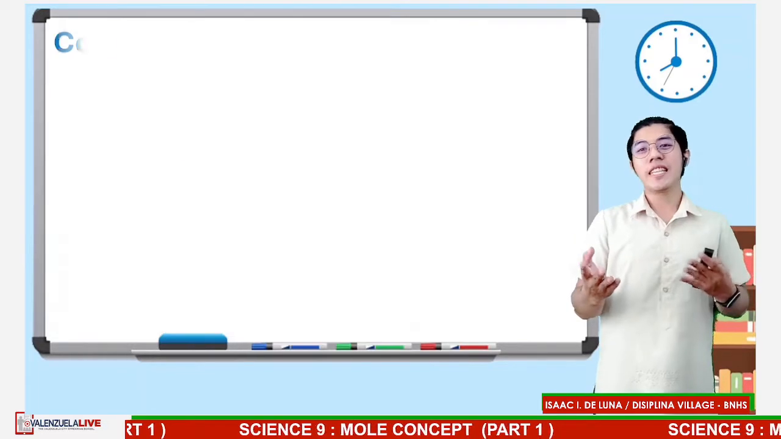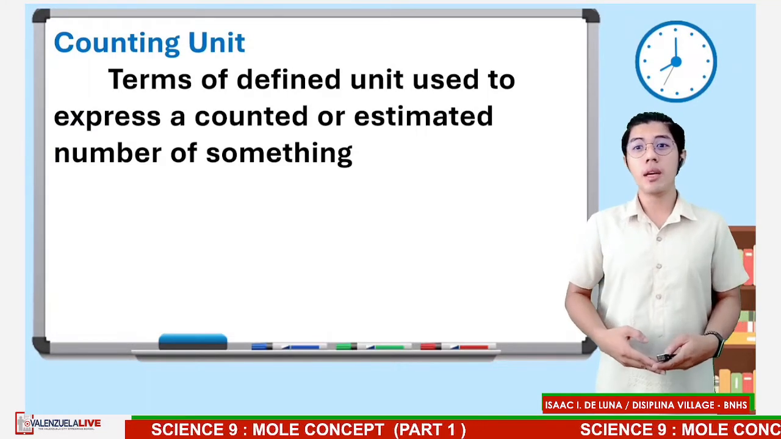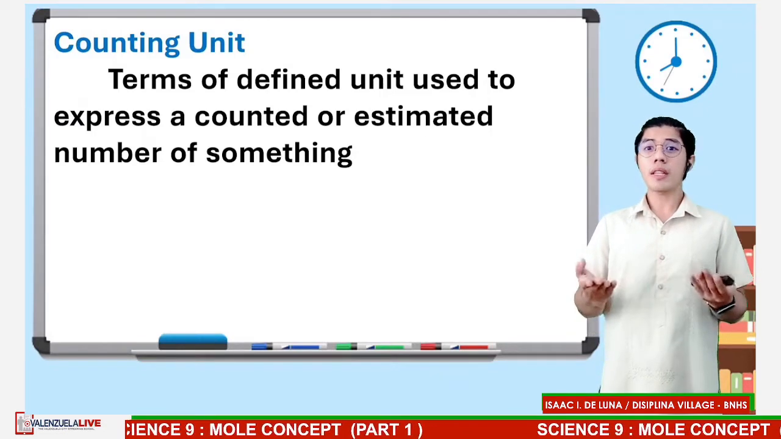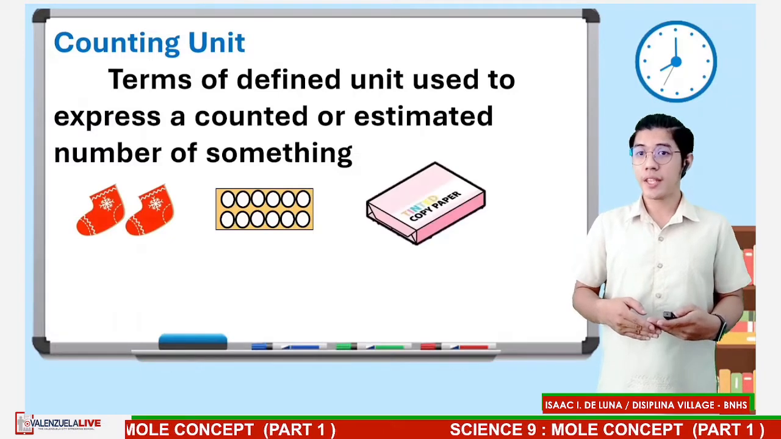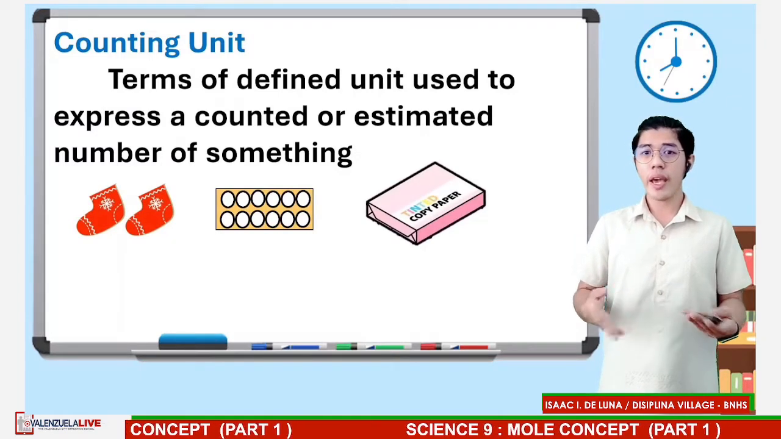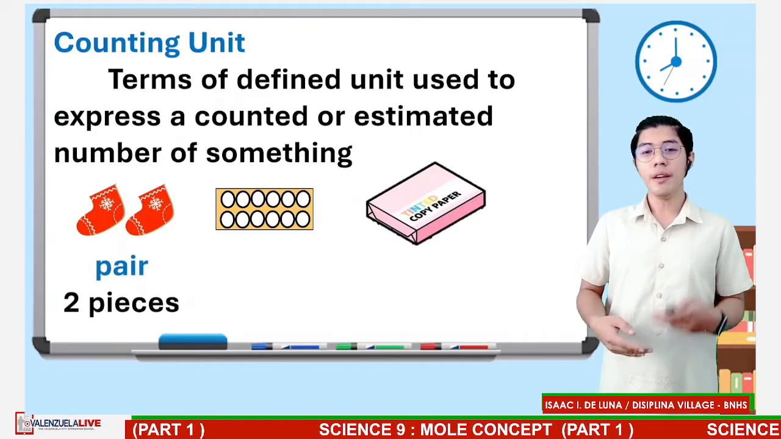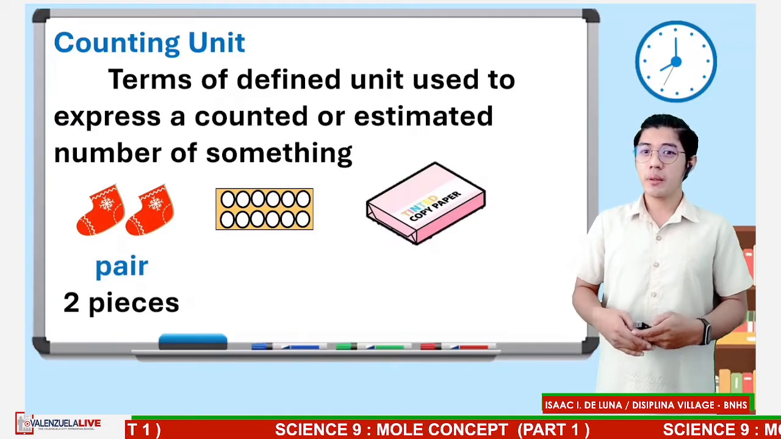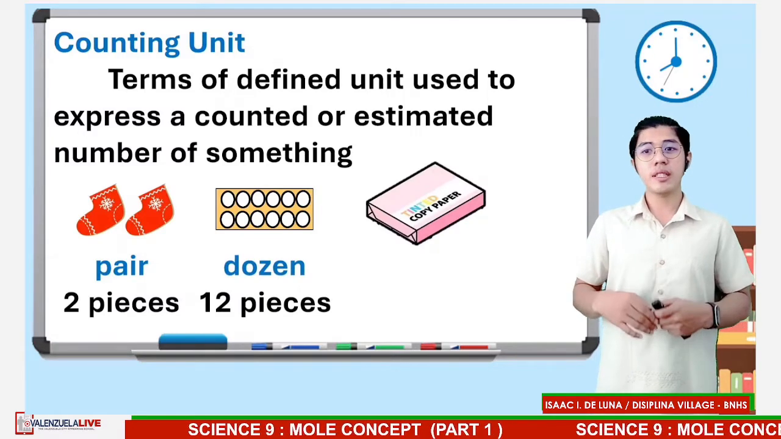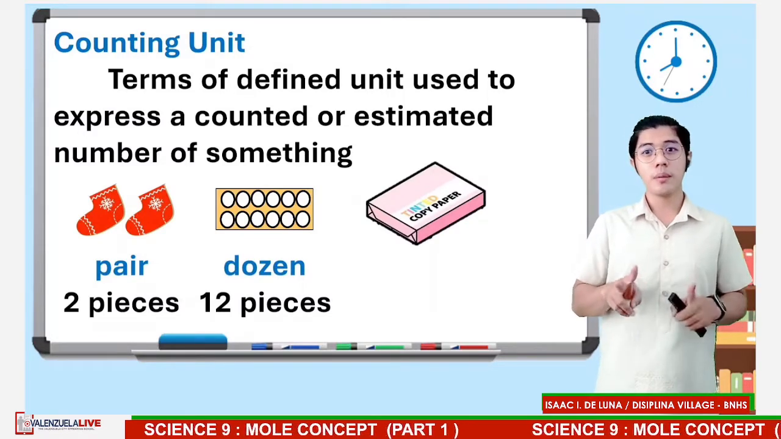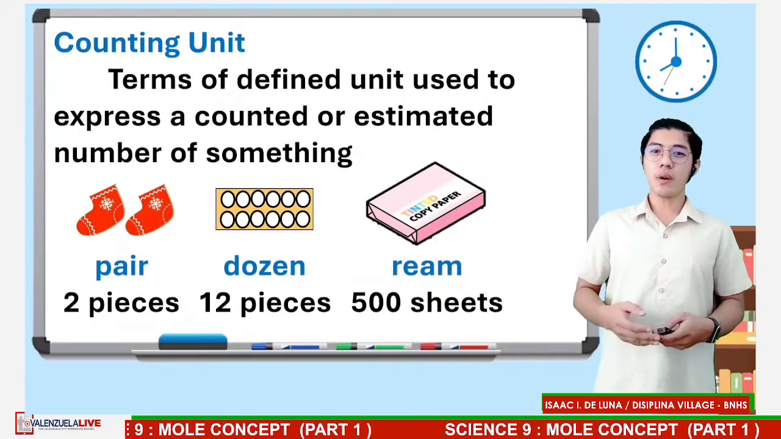As you have noticed, we use counting units to indicate the number or amount of things. Most counting units can only be used for physically visible objects, such as socks, eggs, and papers. Examples of these counting terms are pair, which is equal to 2 pieces, dozen, which is equal to 12 pieces, and ream, which is equal to 500 sheets.